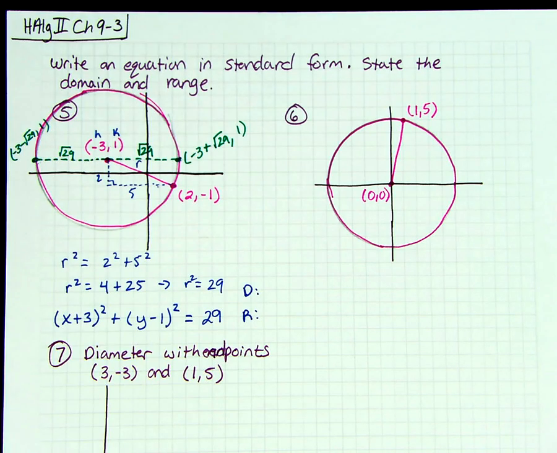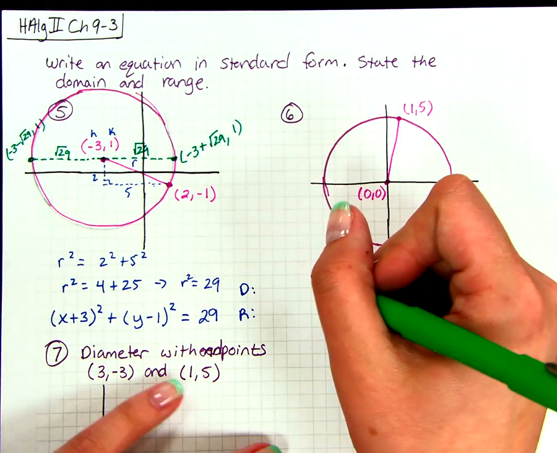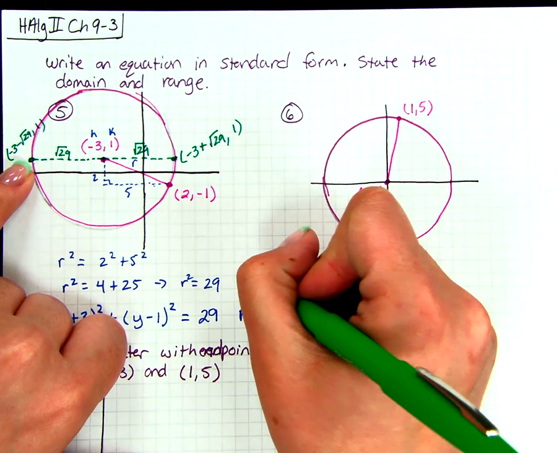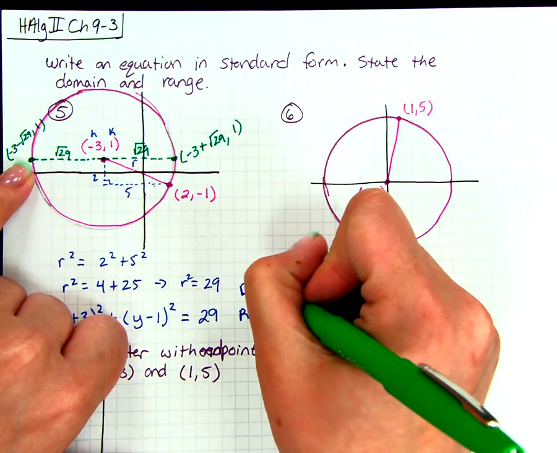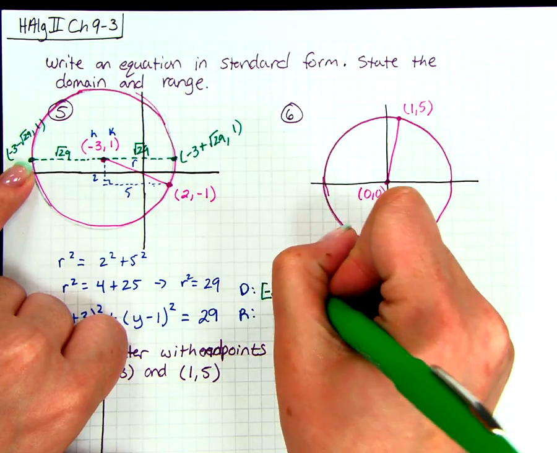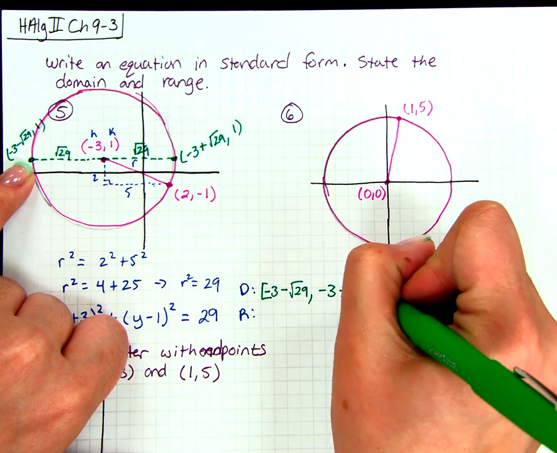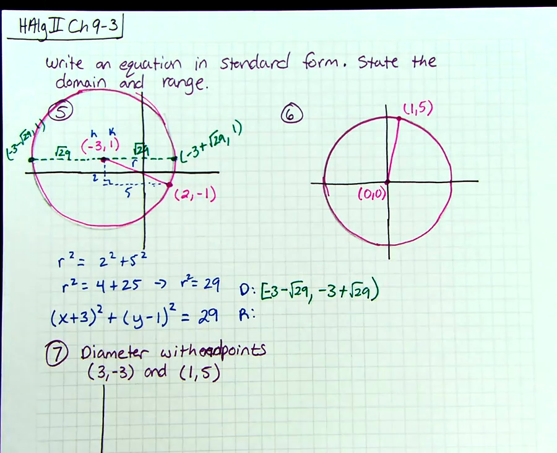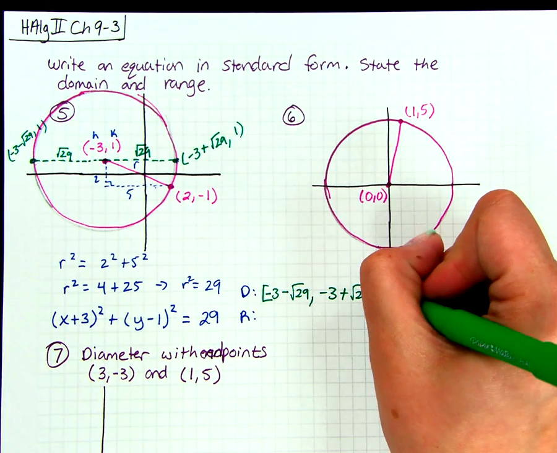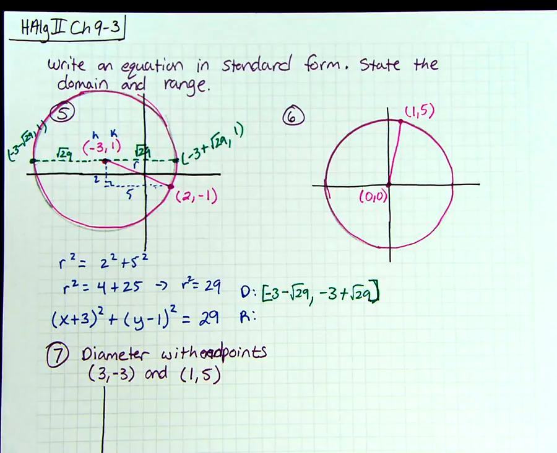So for domain then, it is going to be between -3 minus the square root of 29 and -3 plus the square root of 29. Whatever that number happens to be.